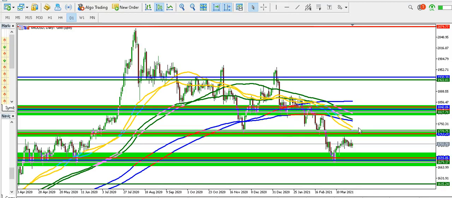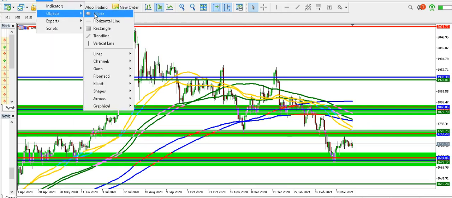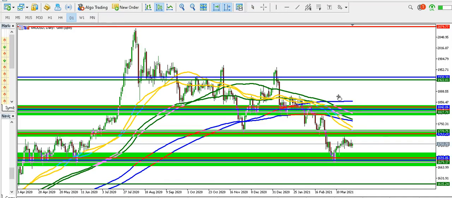Okay, and this shows that this is going to form a solid resistance area. This particular point is going to form a solid resistance area, where the points cover the 100, 200, and 50 moving averages, whether simple or exponential. So price is going to test this point, and price may likely be rejected at this point.